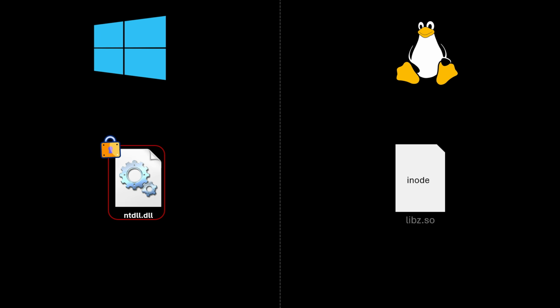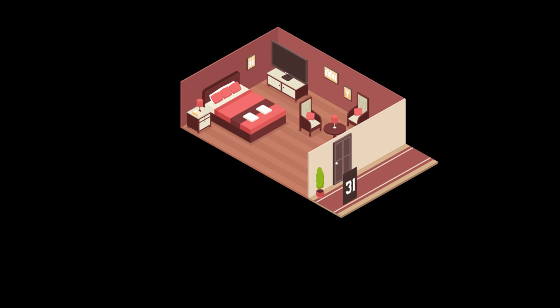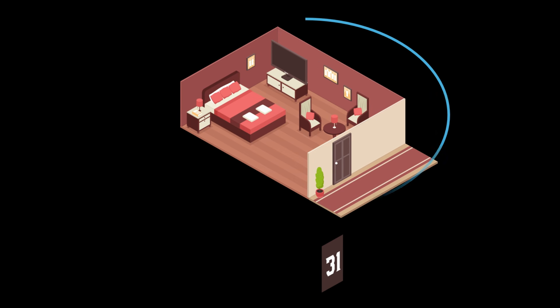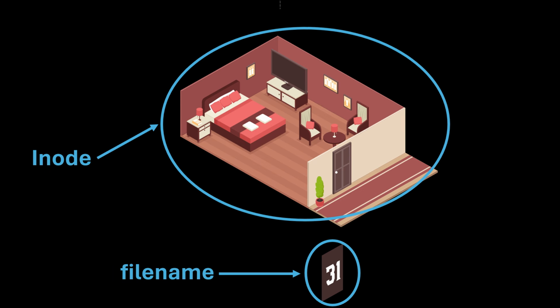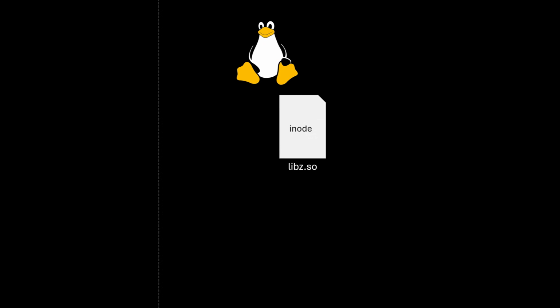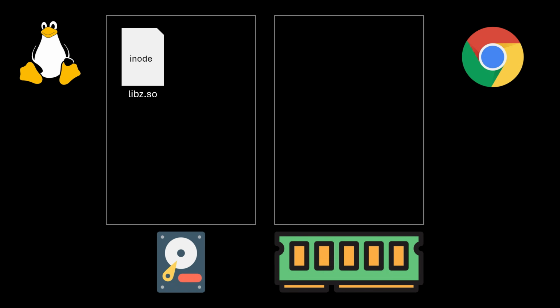In Linux, every file has two things: a name that you see and an inode underneath. The inode is the actual file, it is the data, it is the content, but the name is just a label pointing to it. Think of it like a hotel room. The room number on the door is the file name. The actual room with everything in it is the inode. Now, when a running program opens a library file on Linux, it grabs a reference to the inode, the actual room, not the name on the door.